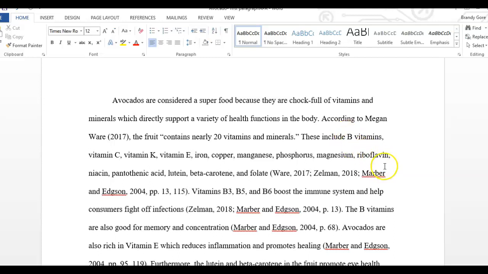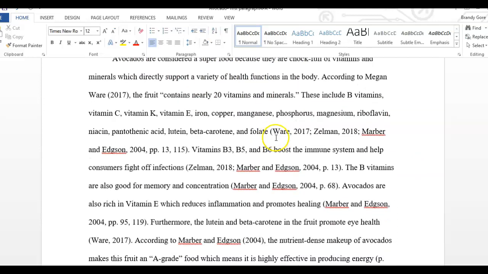So let me remind you about basic paragraph structure. You need to start with a general topic sentence that sets up the purpose of the whole paragraph. Avocados are considered a superfood because they are chock full of vitamins and minerals which directly support a variety of health functions in the body. Okay, so that sentence alone tells me that this paragraph is going to talk about vitamins and minerals and bodily functions, and how they are beneficial.